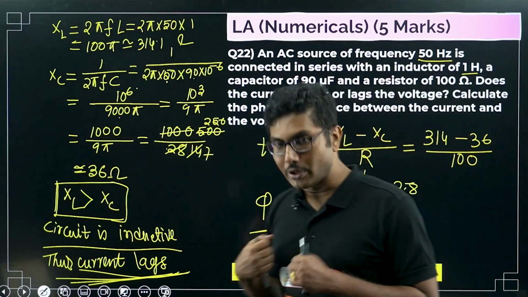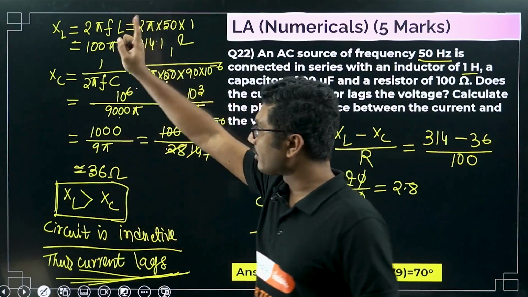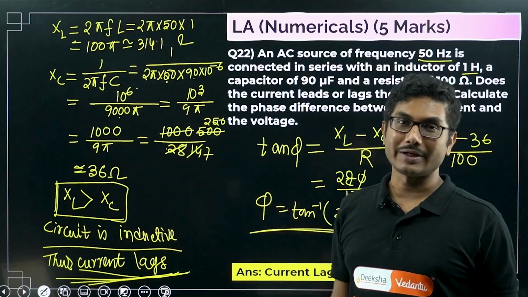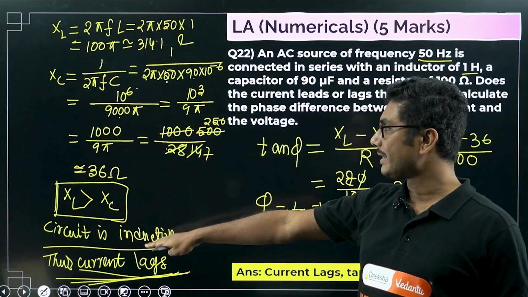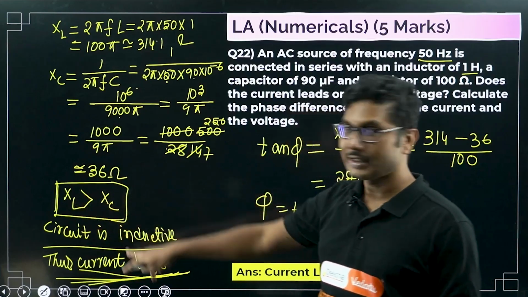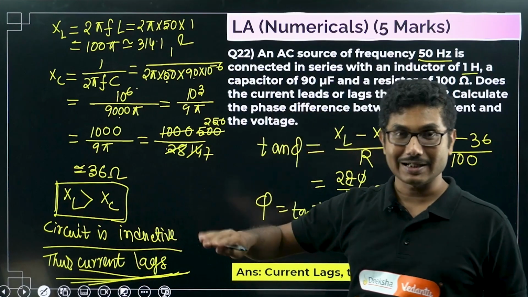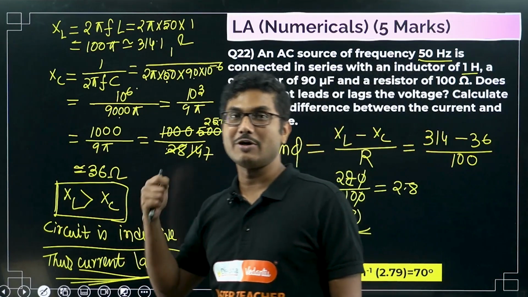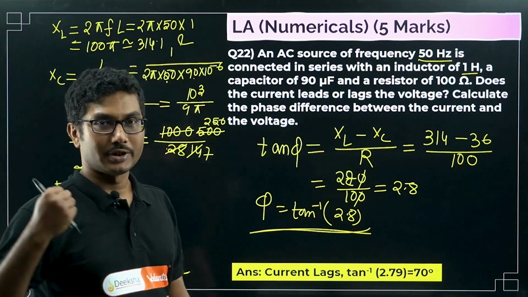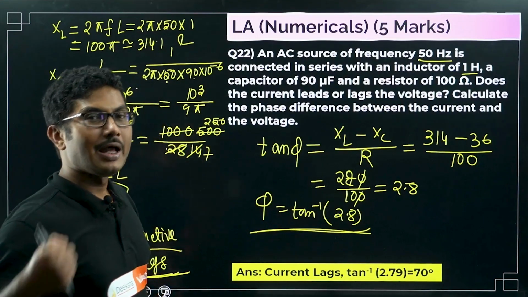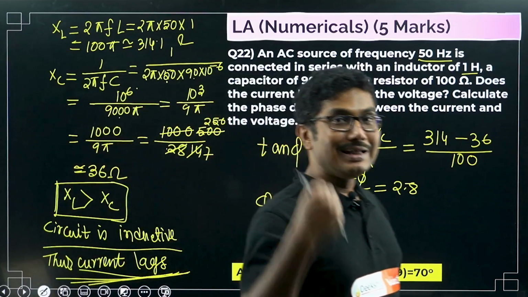So you don't need to do any calculations. Once you have calculated XL and you have calculated XC, you have to write this line. Thus, circuit is inductive. You have to mention XL is greater than XC and the circuit is inductive. Thus, current lags, because in an inductive circuit, current is lagging behind voltage. Right? If the circuit was capacitive, then current would be leading.